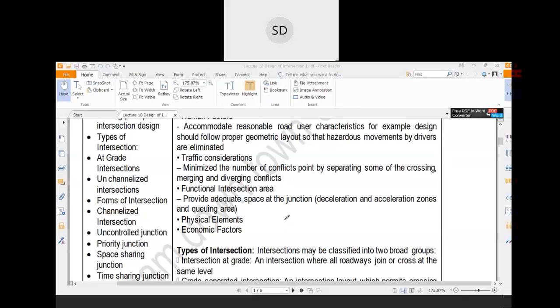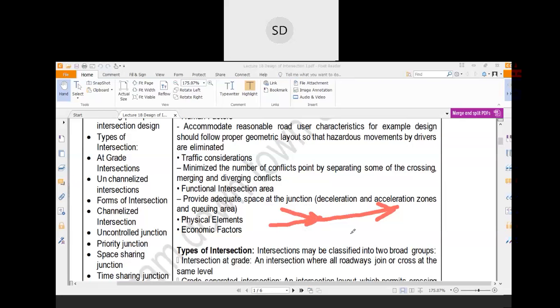Okay, suppose this is a major highway, and this is the profile of a vehicle moving on that highway. Now suppose there is another road which meets that highway. Now all the vehicles will be meeting with the existing traffic. So this type of conflict is called merging conflict.